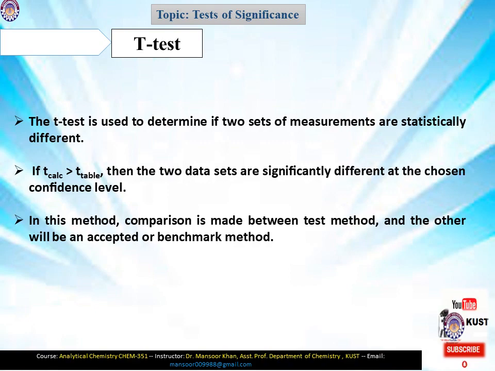The only difference between f-test and t-test is that in this method, comparison is made between the test method and the other, an accepted or benchmark method, by using their accuracy, while in f-test we have used the precision of the method, while in t-test we will use the accuracy of the method.